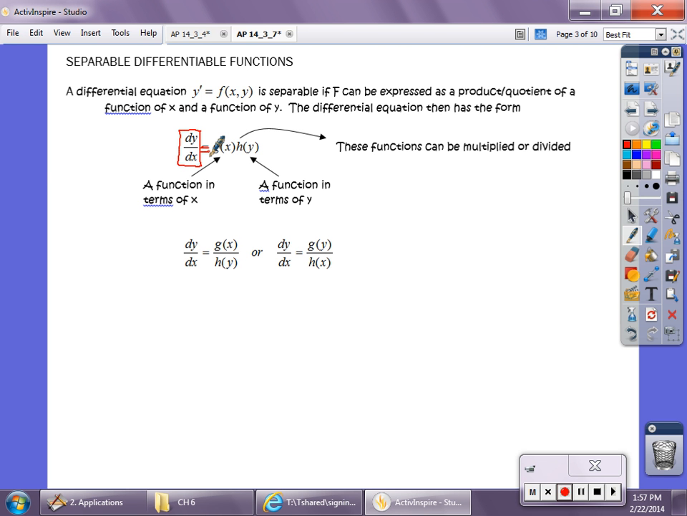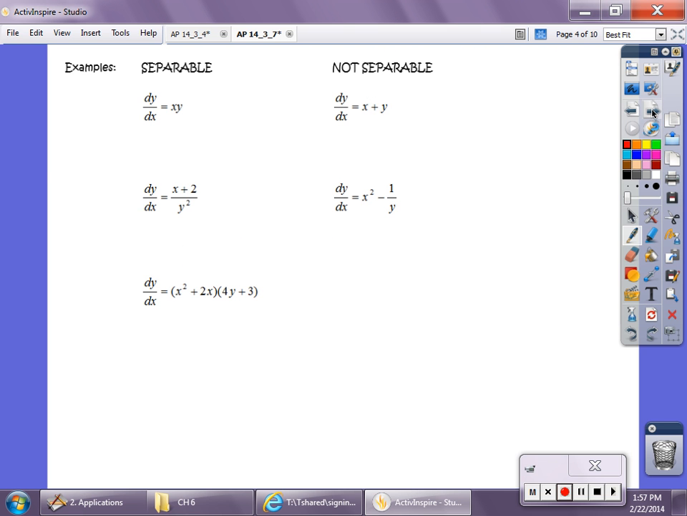And the functions you're going to notice are a mix of x and y's. So taking a look here, the reason why this one would be separable is that we physically separate the variables. So what do I mean by that? I'm actually going to multiply this side by dx, and I'm going to divide both sides by y. So what do you end up with? dy over y is equal to x times dx. So your y's are on the left side of the equation, and your x's are on the right side of the equation.